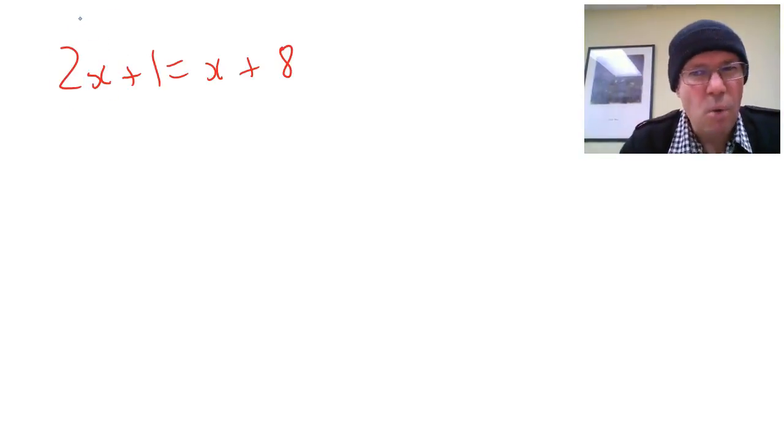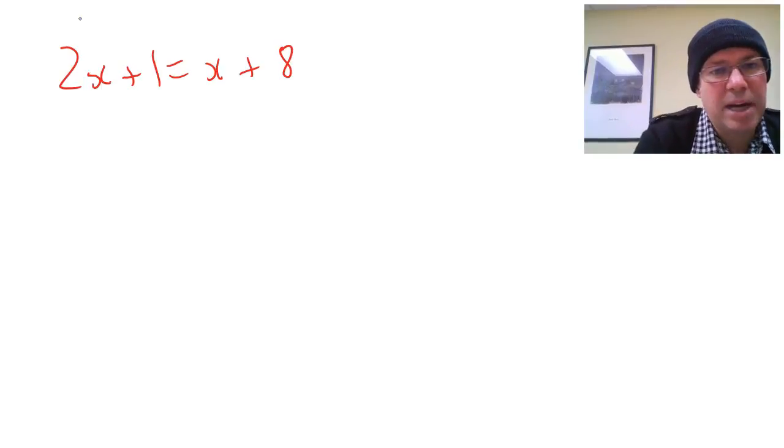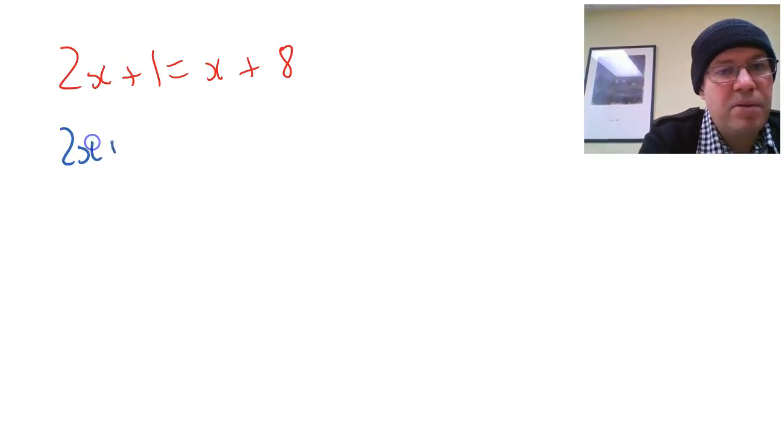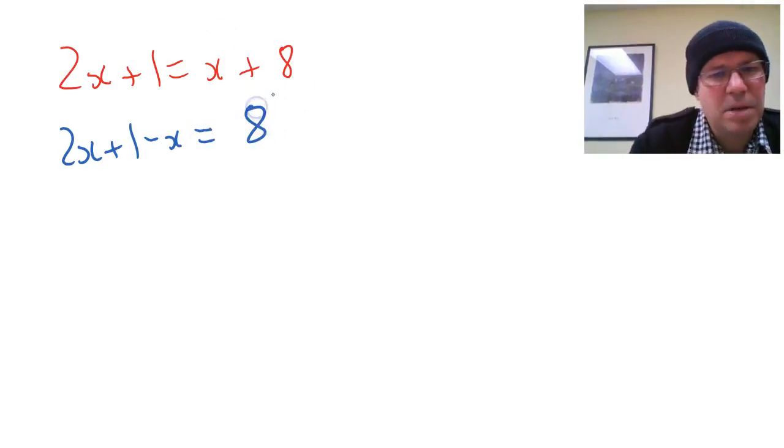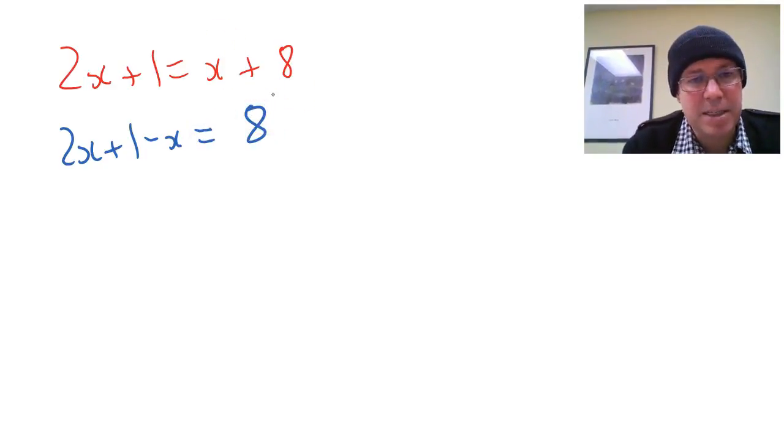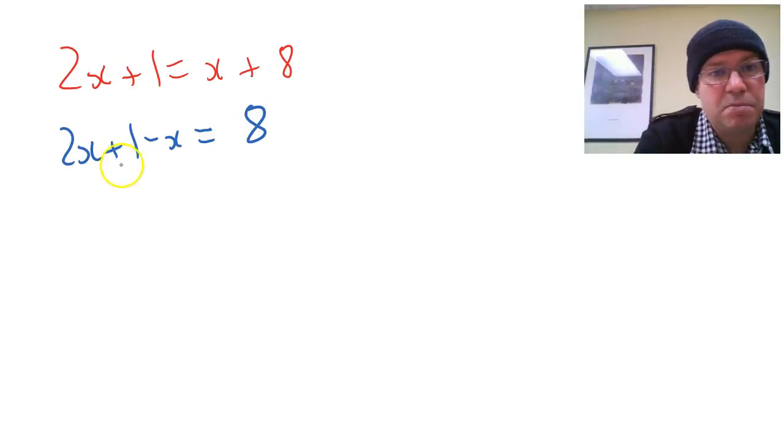So that's the first thing. Have a little bit of a think. What's the best way of doing this? So I'm going to subtract x from both sides. I'll show a bit of working on the right-hand side, but I know that x minus x is 0, so I'm not going to show the working on the right-hand side. But definitely I've subtracted x from both sides.